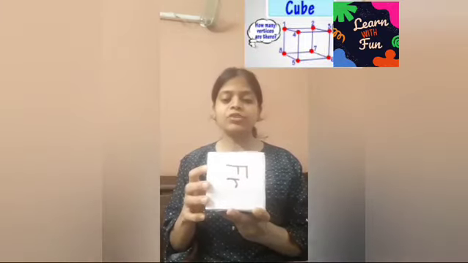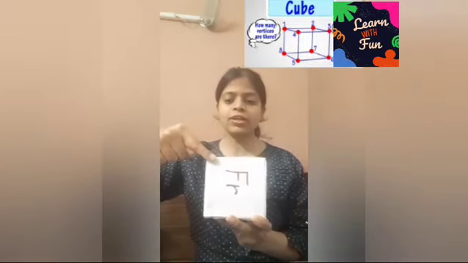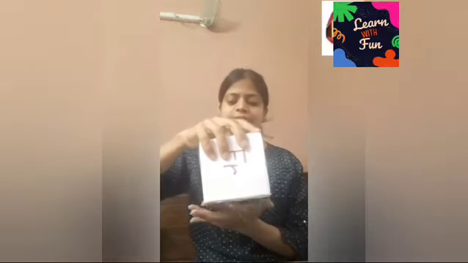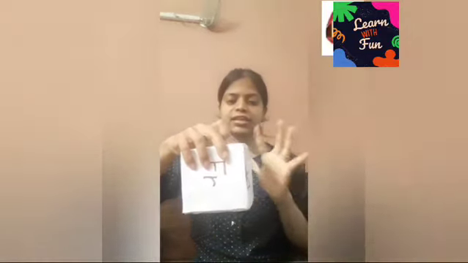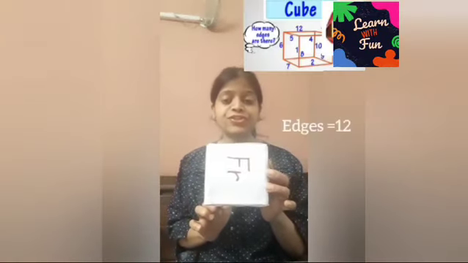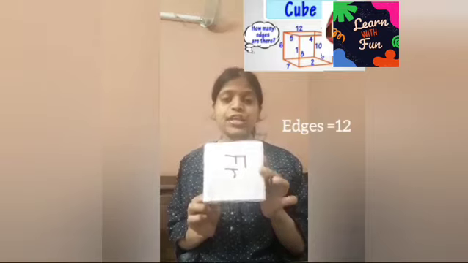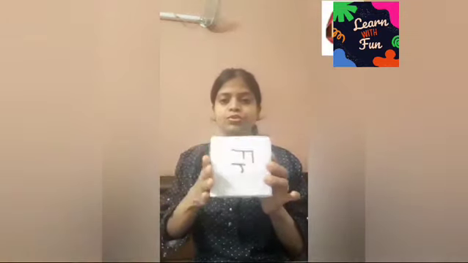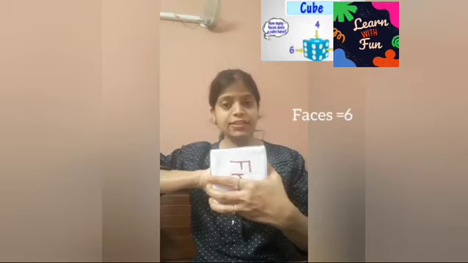Then let's count the edges. Again the lines. 1, 2, 3, 4, 5, 6, 7, 8, 9, 10, 11, 12. So how many edges does this cube have? 12 edges. And how many faces are there which we can touch and see? 1, 2, 3, 4, 5 and 6. So how many faces are there?